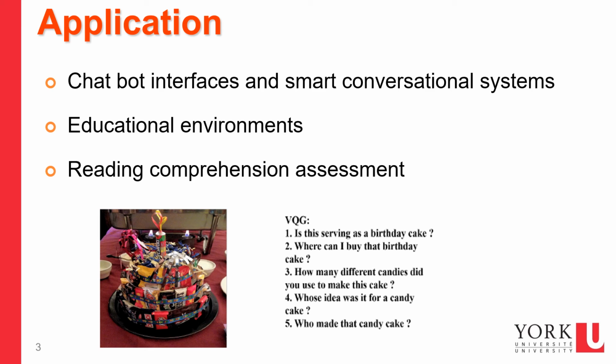when we have an image, a human can ask lots of questions about the image. When we show this image to a human, this is a possible question a human can ask. For example, a human can ask who made that candy cake. So one application of automatic question generation is training a model which learns to ask questions like a human.